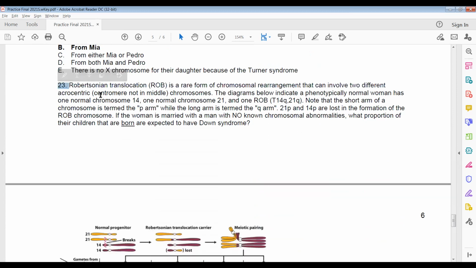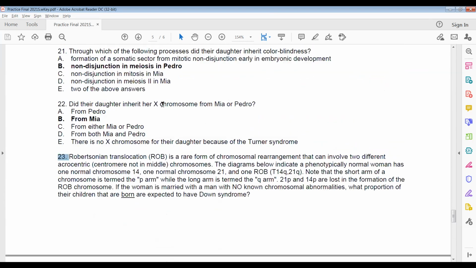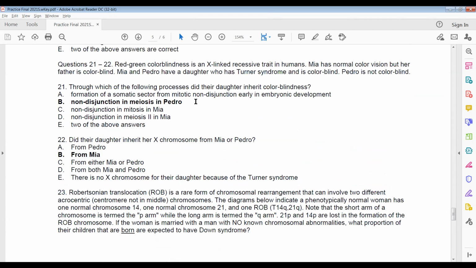All right, number 23. So this is the Robertsonian translocation. Professor, I had a question. Yeah, sure. For Turner syndrome, can the mother ever have a non-disjunction, or does it always have to be the father? No, both parents could have the non-disjunction, but in terms of the specific situation here, it had to be Pedro.